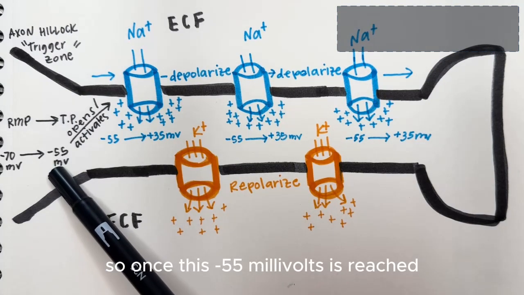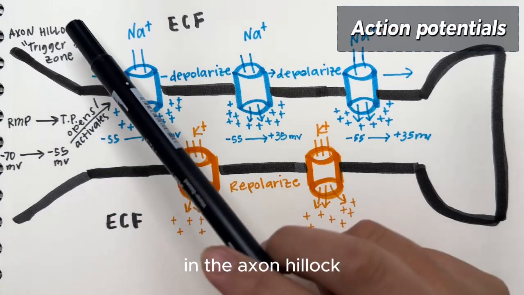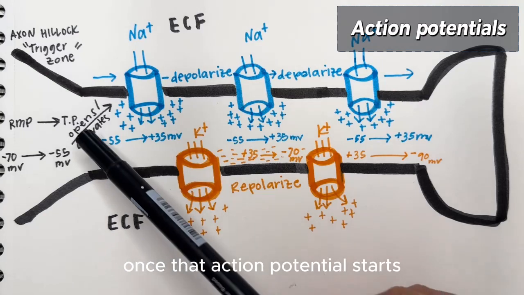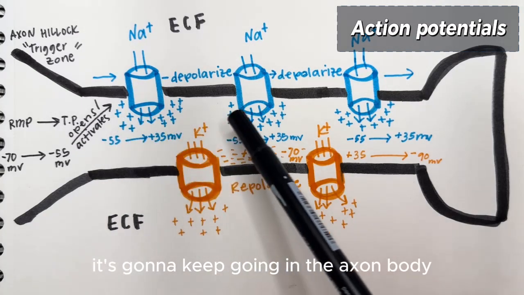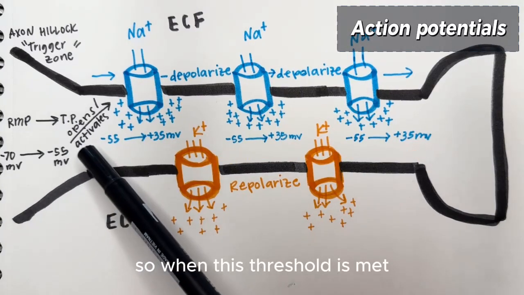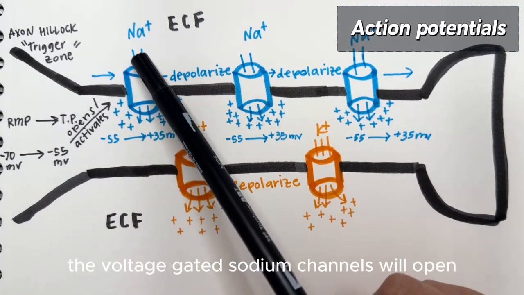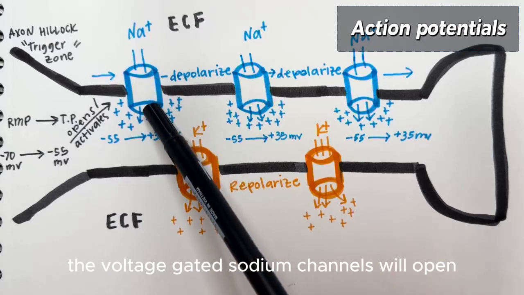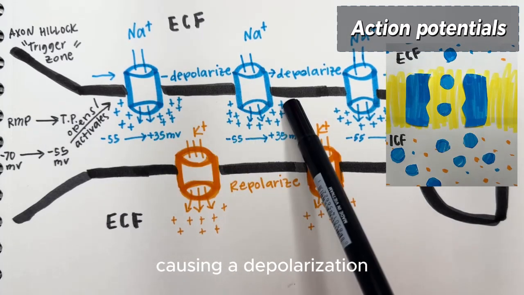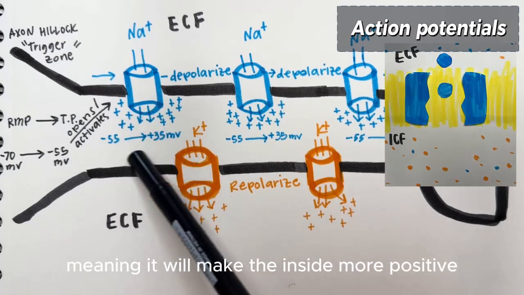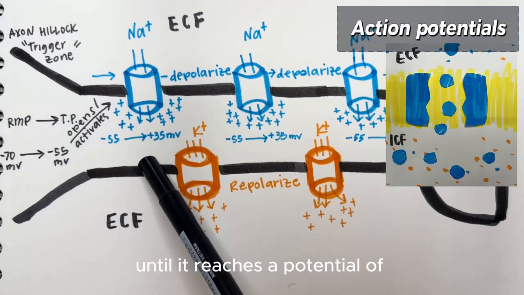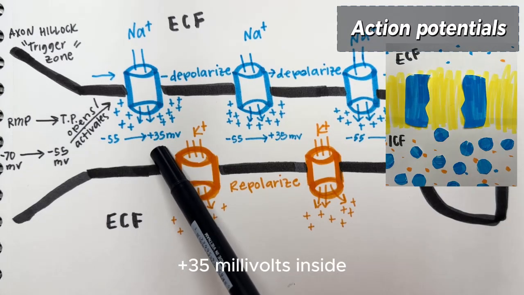So once this negative 55 millivolts is reached in the axon hillock, it will trigger action potential. Once that action potential starts, it's going to keep going in the axon body until it reaches the axon terminal. So when this threshold is met, the voltage-gated sodium channels will open and sodium ions will rush into the axon, causing a depolarization, meaning it will make the inside more positive, and this will keep going until it reaches a potential of positive 35 millivolts inside.